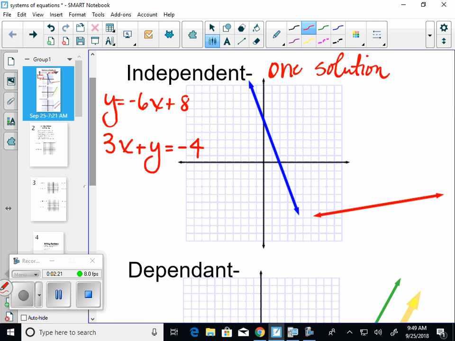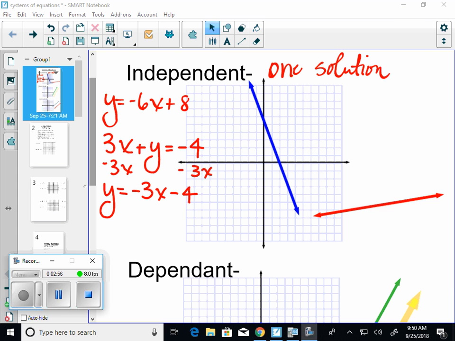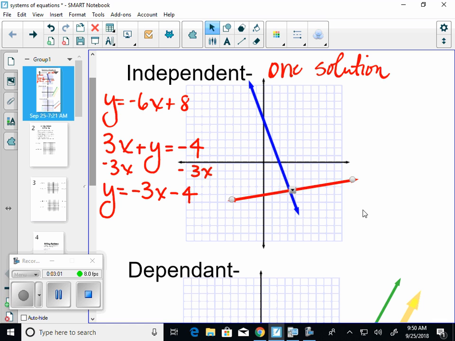If I'm looking at this second equation, what do I need to get alone? What do I need to isolate? The y. What do I need to get rid of then? The 3x. Are you with me? So subtract 3x from both sides. So you have y is equal to negative 3x minus 4. Now that I have it in slope-intercept form, what's my slope? Negative 3. My y-intercept is negative 4. So I could, in theory, graph another line that went through negative 4 and had a slope of negative 3.